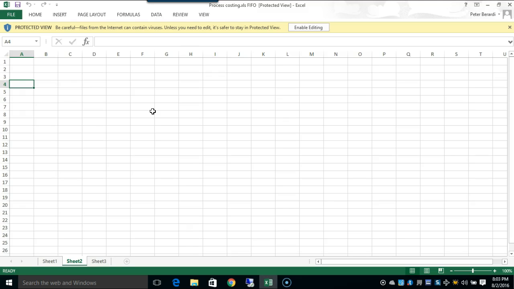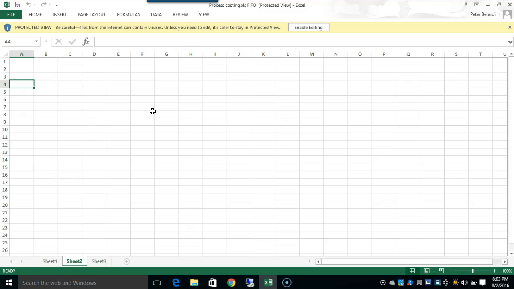The purpose of any product costing method is to allocate production costs to units of production. So basically that's all we're trying to do, is allocate costs effectively and efficiently to units of production, so we know what our unit cost is.